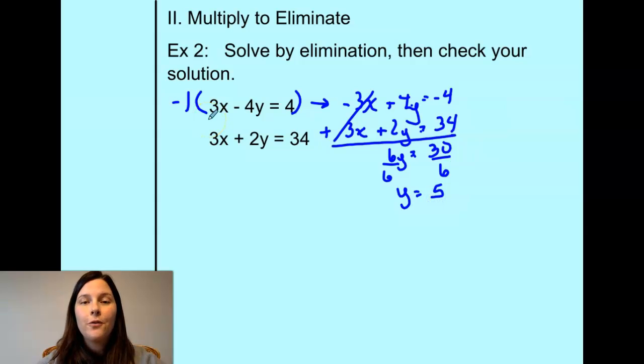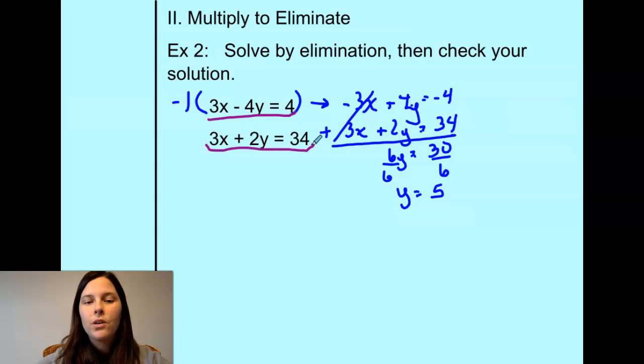Now we need to solve for x. And when we do that, you have to go back to one of the original equations, not the equation that you multiplied. So one of these two equations. I like the first equation because it equals 4, which is a much smaller number than 34. So I think it might be easier to work with.